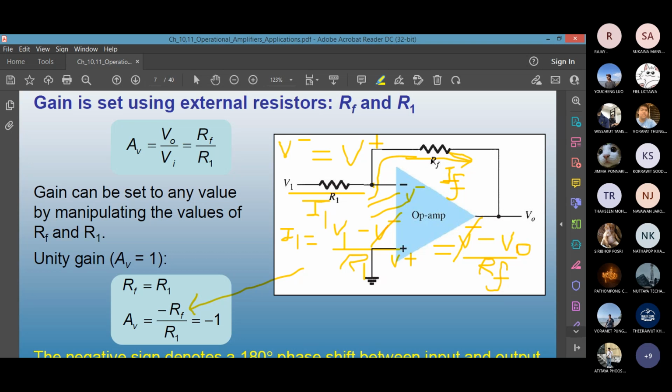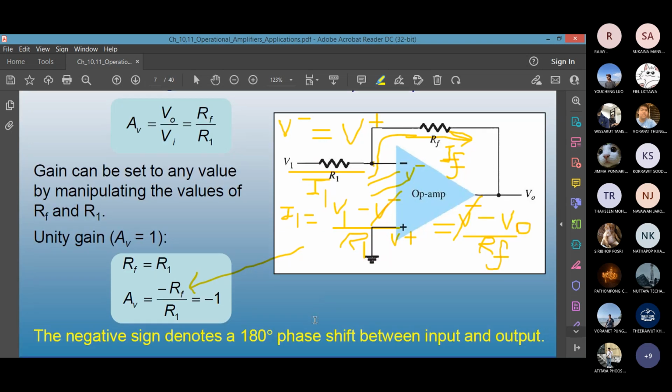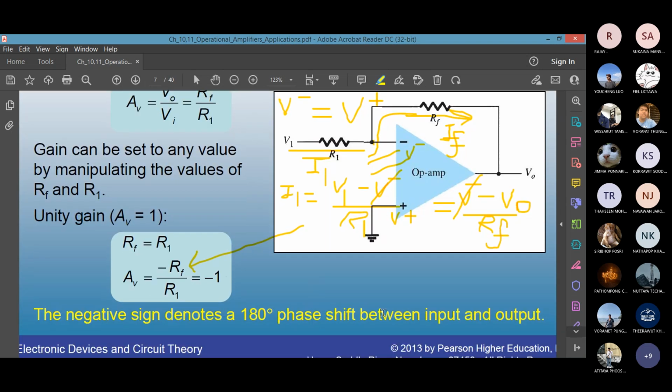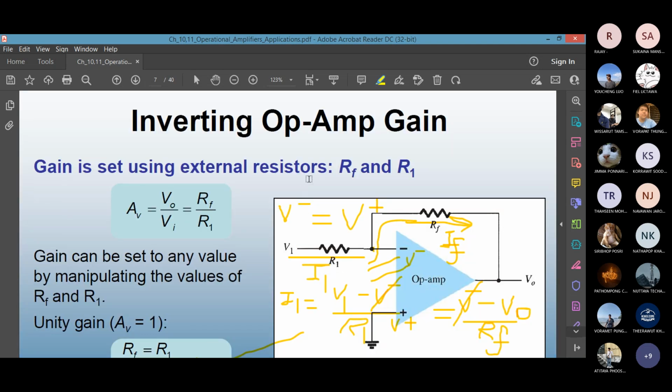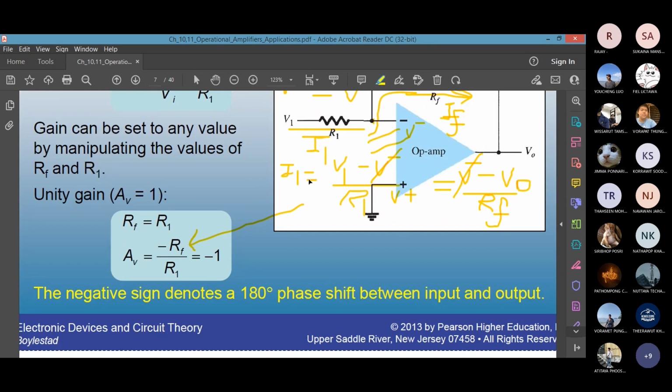If you take the value of RF same as R1, the gain is 1. But you have a minus sign. This is the same as JFET and BJT. The input and output relationship is a 180-degree phase shift. That's what it says. This will happen where the input is the inverting pin. This is the inverting op-amp gain. So this is the formula.